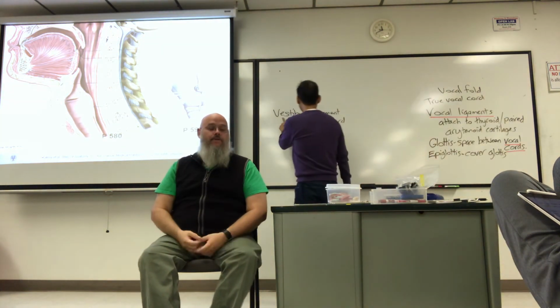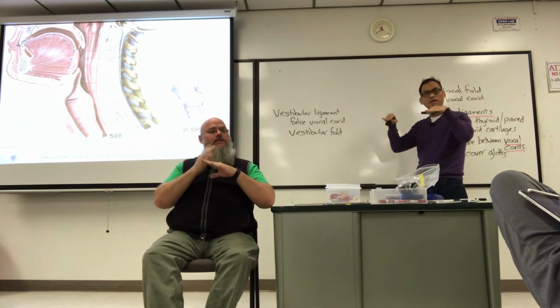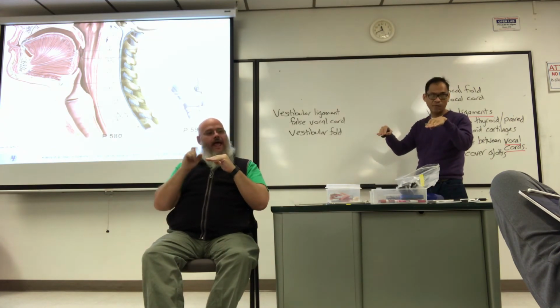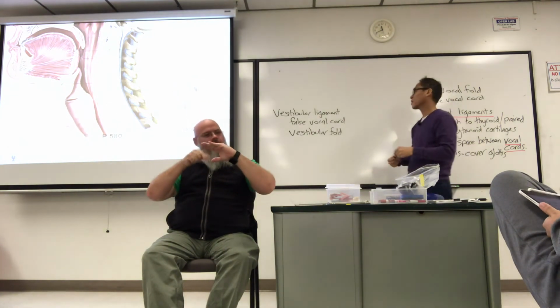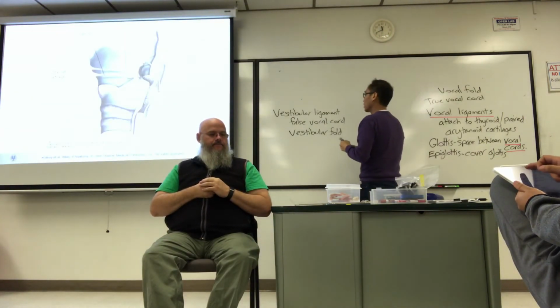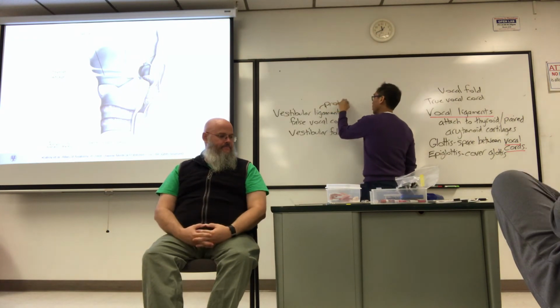Now the function of the vestibular ligament: it kind of partway helps guard the airway. It's kind of like a little shelf above the airway. So it's kind of protecting the airway a little bit. Protects airway.